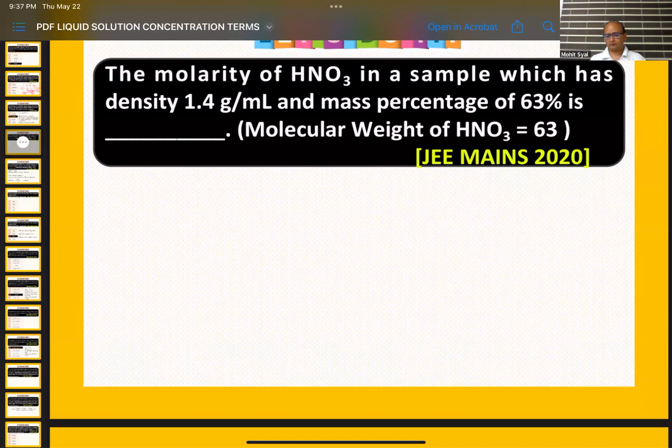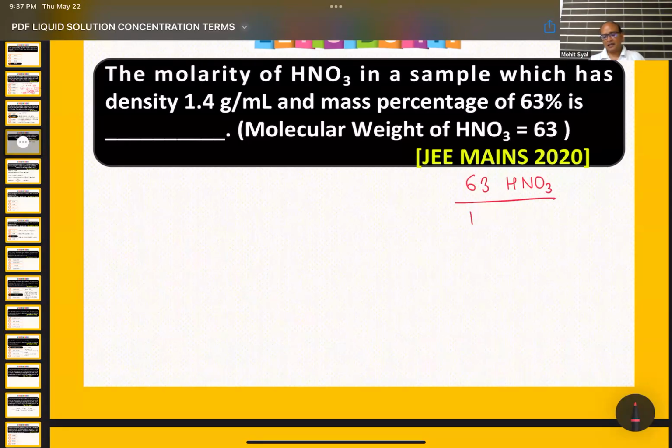63. Because in a 100 gram solution you have 63 grams HNO3. Yes, 63%, exactly. So weight percent will be 63 times density, that's 1.4. 63 grams of HNO3 is there. So 63 into 1.4, that's the density, in 100 grams of solution, the total solution.